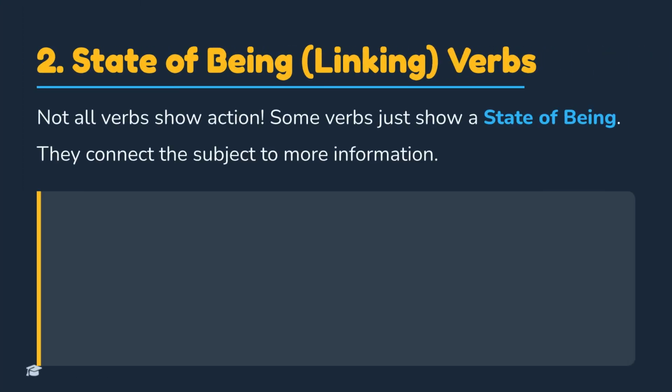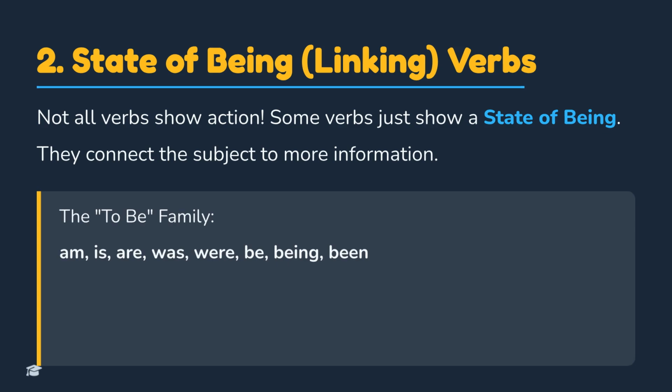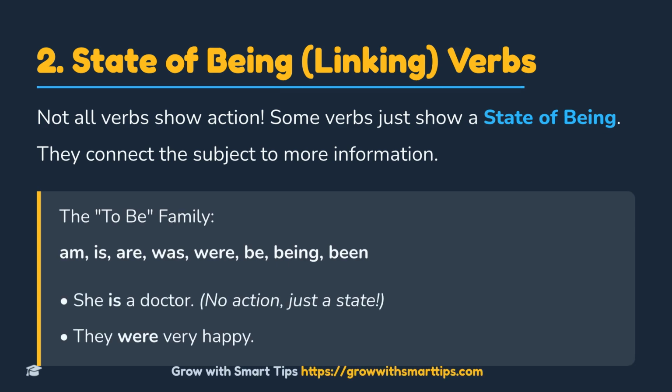Next, we have state of being, or linking, verbs. Unlike action verbs, these connect the subject to more information. Common examples include am, is, are, was, and were, like in she is a doctor, or they were happy.